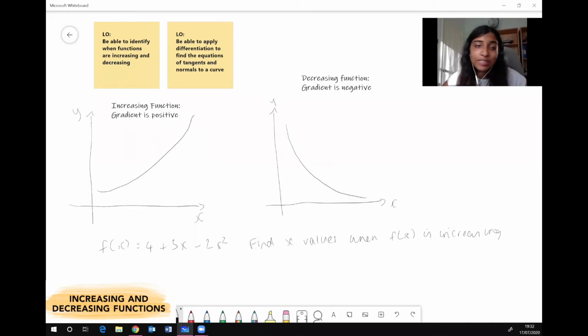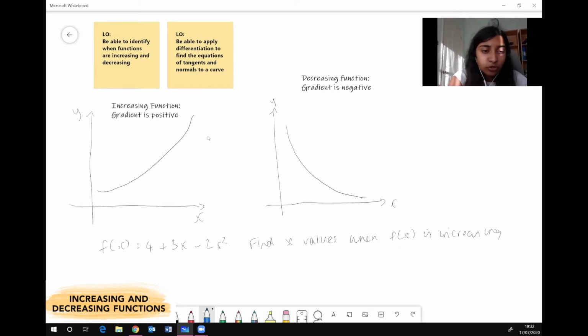So if we start with this first learning objective, to be able to identify when functions are increasing and decreasing. So I've written out the two different types of functions. An increasing function is one that curves upwards like this. And for an increasing function, you have to remember that the gradient is positive. So remember, a tangent has the same gradient as a curve.